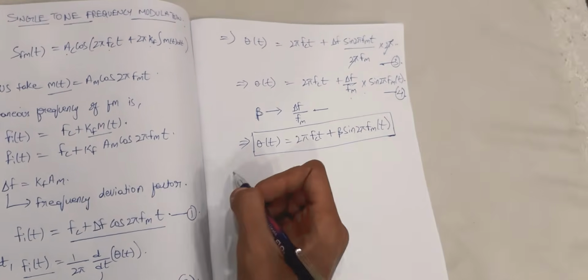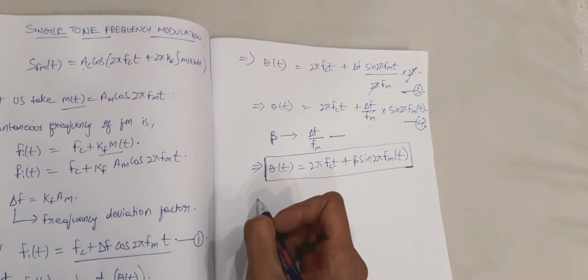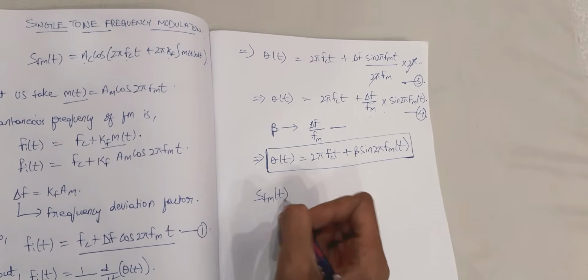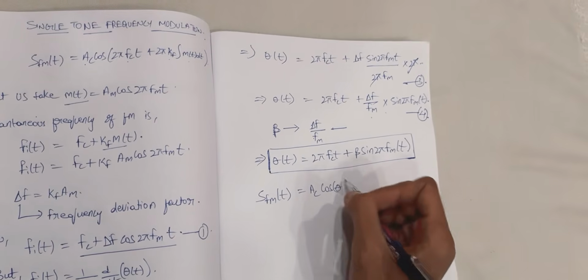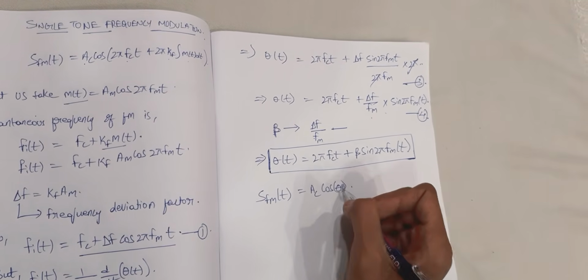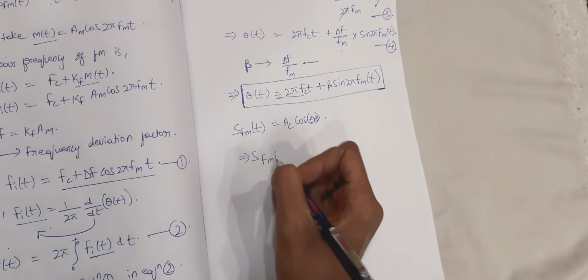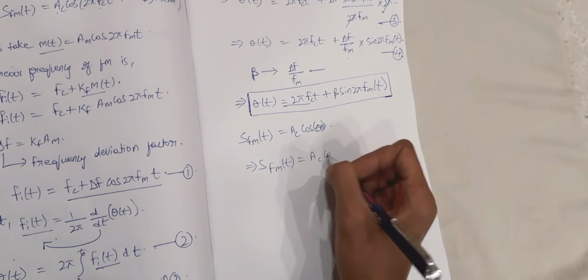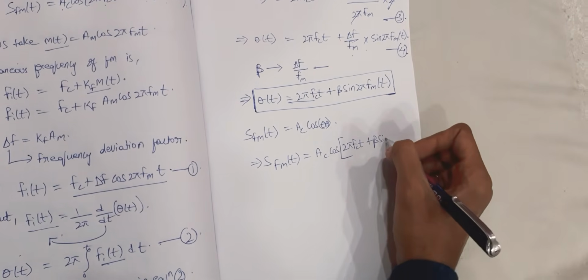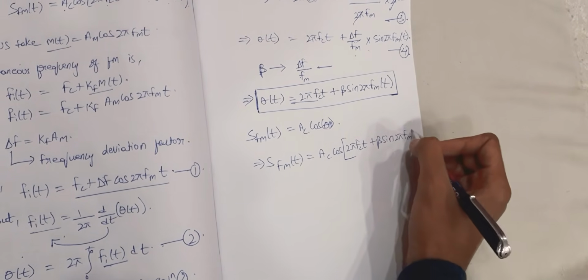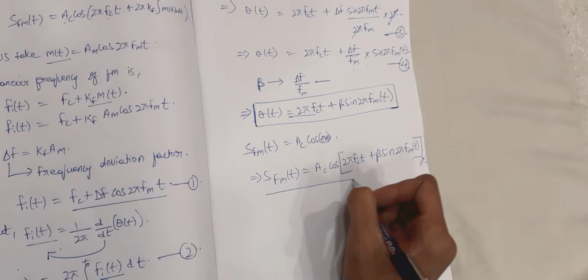Now by substituting this theta(t) in the standard equation of singleton frequency modulation, that is SFM(t) equals Ac cos of theta, in place of theta(t) we substitute this equation. So finally we get SFM(t) equals Ac cos(2 pi fc t plus beta sin(2 pi fm t)). This is the final equation of singleton frequency modulation.